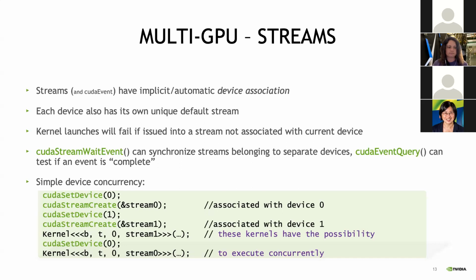But now we have to do a second CUDA set device 0 call, because we now want to issue our second kernel to stream 0, and we can only do that if our active device is the one that stream 0 is associated with upon its creation. Kernel launches will fail if issued into a stream not associated with the current device. Cannot do that. CUDA stream wait event can synchronize streams belonging to separate devices, and CUDA event query can test if an event is complete. So those are useful tools for synchronization sake.